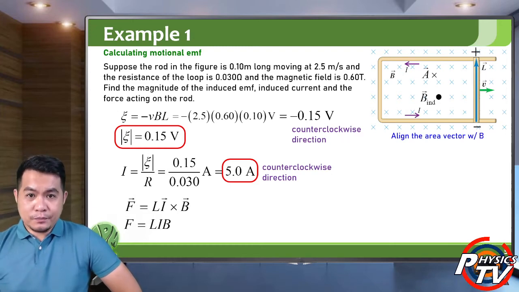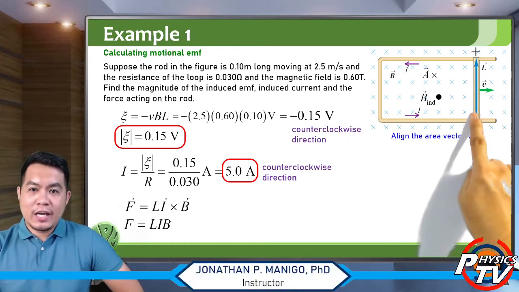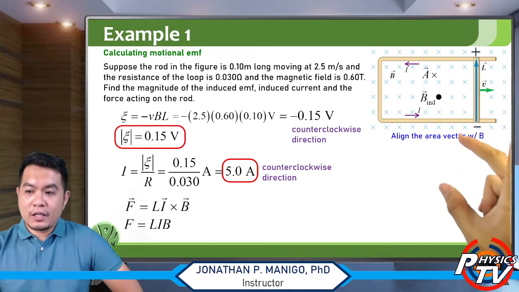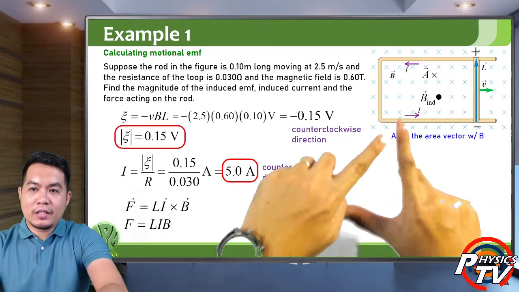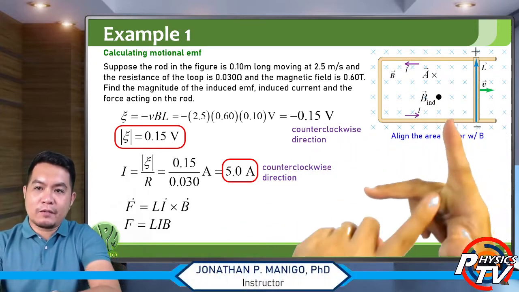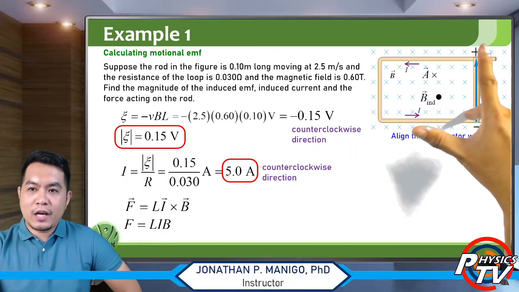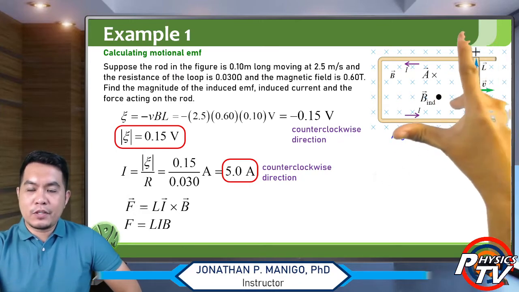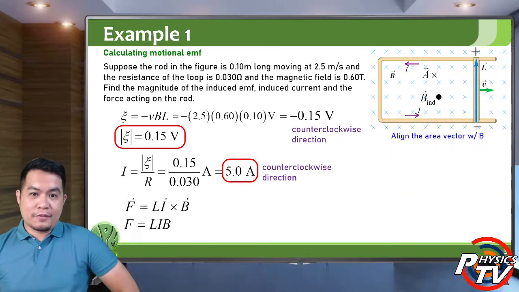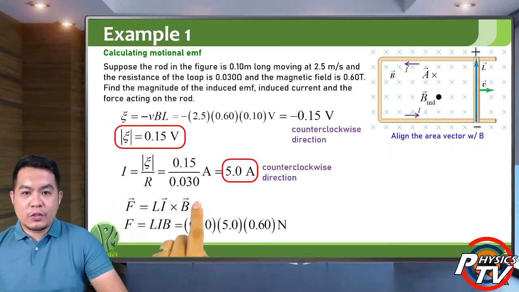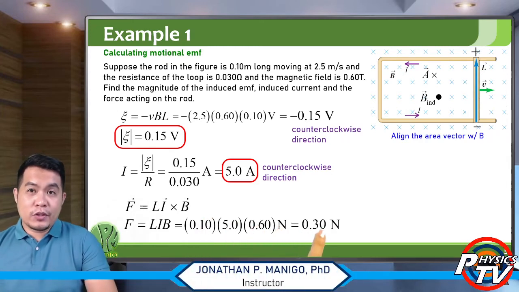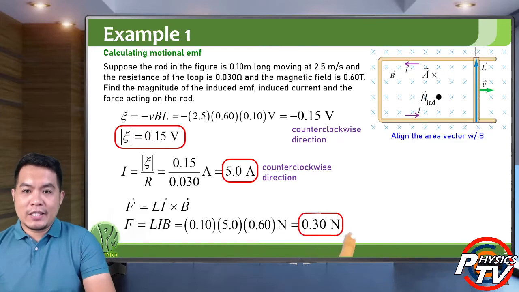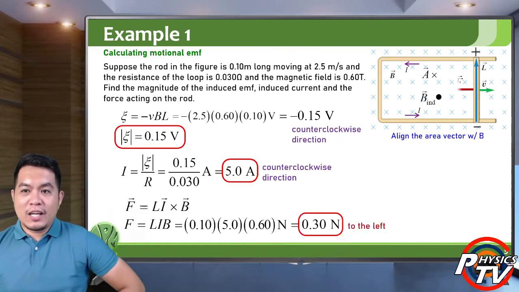And the force on this rod is directed, using the right hand rule, this is I. The current I is upward. The magnetic field is into the page. So I cross B. Therefore, there will be a force going to the left. So substituting all the values, the force is 0.30 newtons, and its direction is to the left.